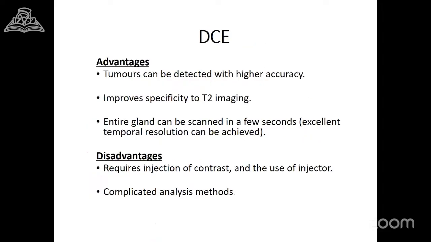Dynamic contrast enhanced imaging offers several advantages, including improved detection of tumors and increased specificity when combined with the T2 weighted image. It allows the entire prostate gland to be assessed rapidly with excellent temporal resolution achieved over just a few seconds. However, it does require intravenous contrast injection and the use of an injector system, and the data analysis for the curve can be relatively complex compared to other MRI techniques.